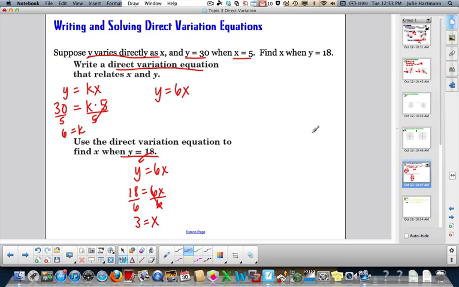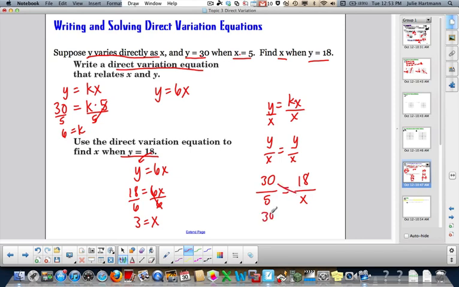Now, one thing, if you do not need to write your equation, what you can do is you know y equals k times x. You can solve for k, divide by x. So now when you have direct variation, y over x equals y over x. Alright, so when you have 30 over 5, so y is 30 over x, which is 5, equals, find x when y equals 18, that would be 18 over x.